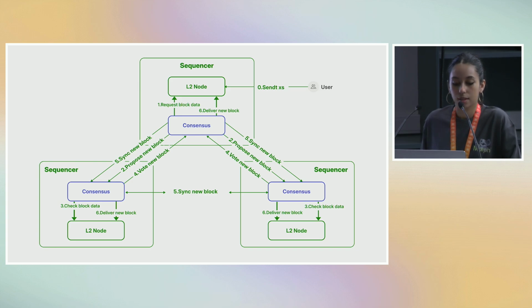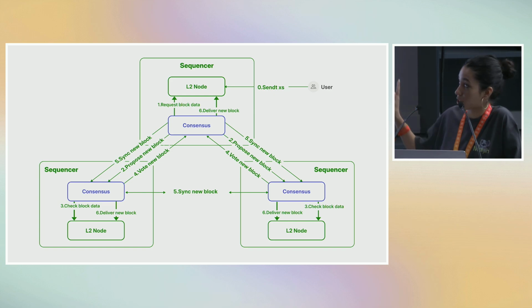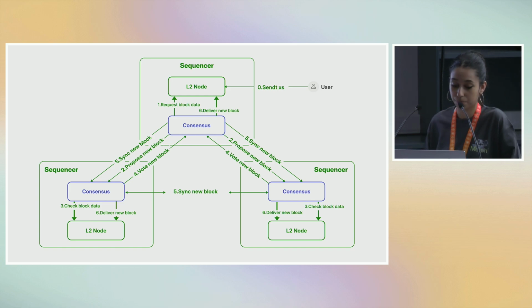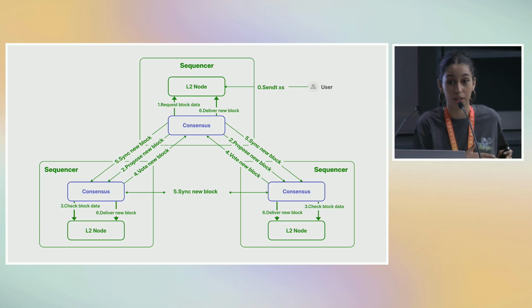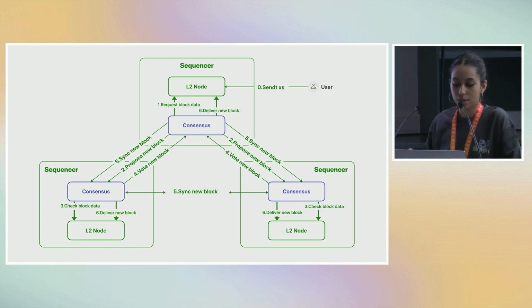And this is the layer 2 block generation. Following the BFT consensus protocol, the selected sequencer extracts all of the transactions from the mempool, constructs the blocks, and synchronizes all of these blocks with other sequencers to go through the verification and voting. The end result is the generation of the new L2 blocks.